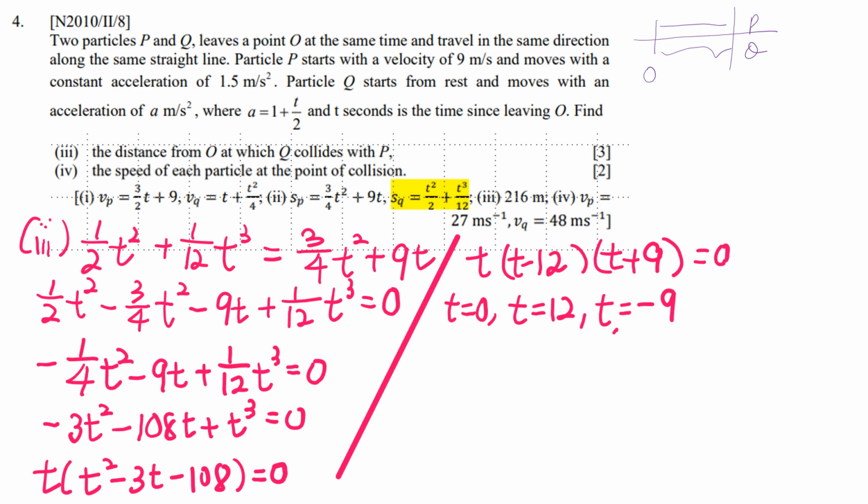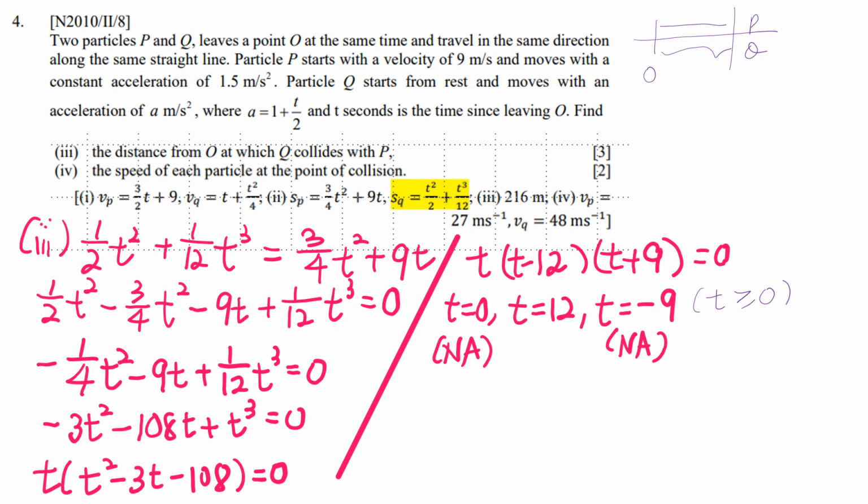So we are saying t can be 0, t can be 12, or t can be negative 9. Obviously t equals 0 is when P and Q first meet each other. T equals negative 9 is not applicable because for time it must be greater than or equal to 0, so we reject that answer. So the only possible answer is t equals 12. They each travel for 12 seconds and then they will collide with one another. So this is what it means.